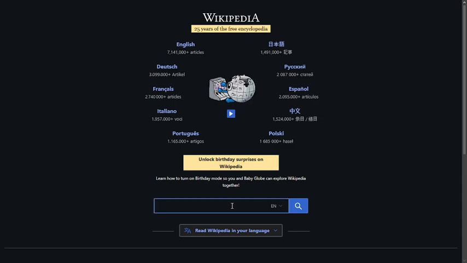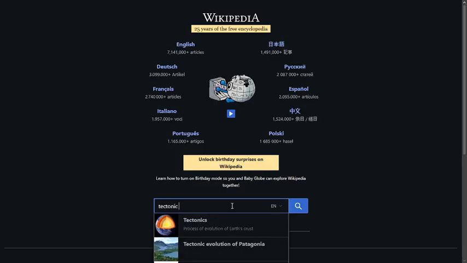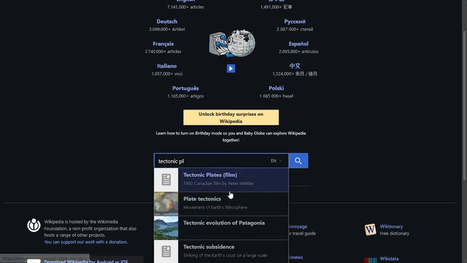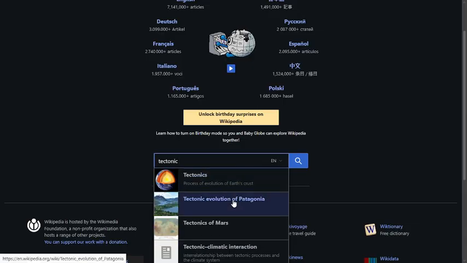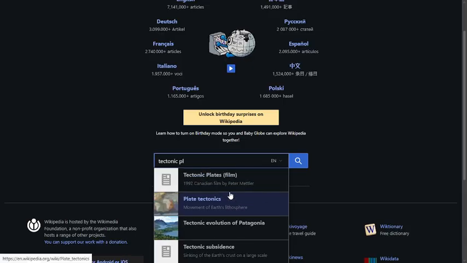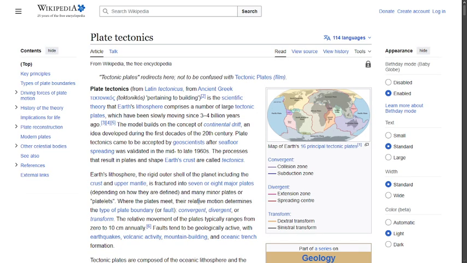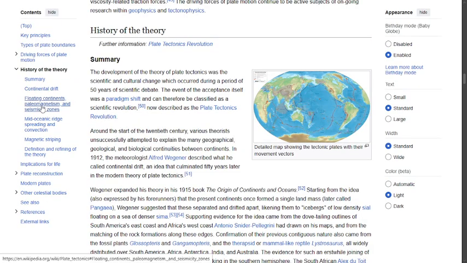So I think the first thing that I was looking at was plate tectonics. Actually, I was looking at Pangea before, when we first thought of that. I want to look at tectonics first though. So, history of the theory. Oh, I love that it has this. Okay, cool. Wow. Okay, there's a lot of stuff.